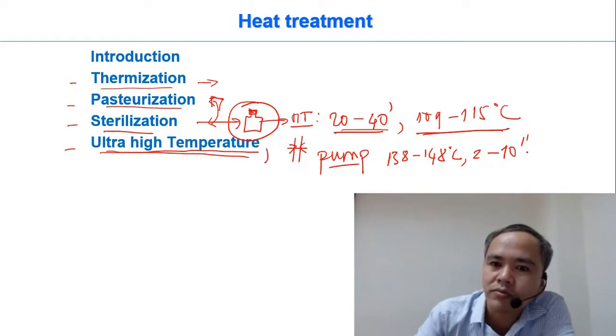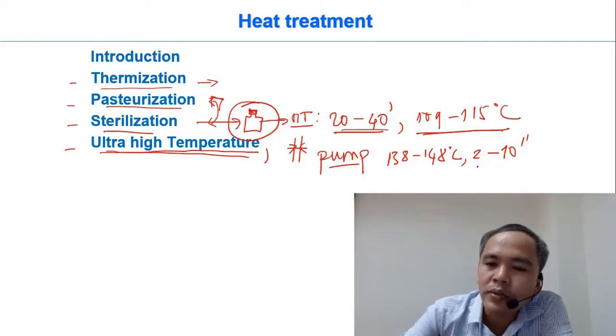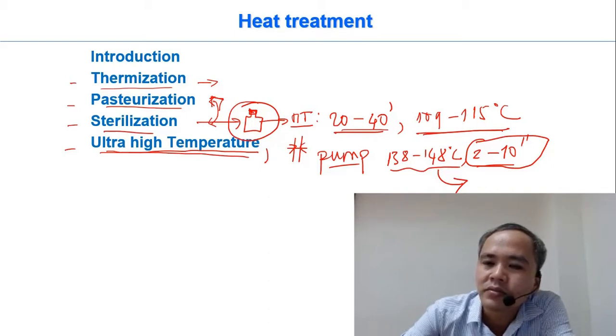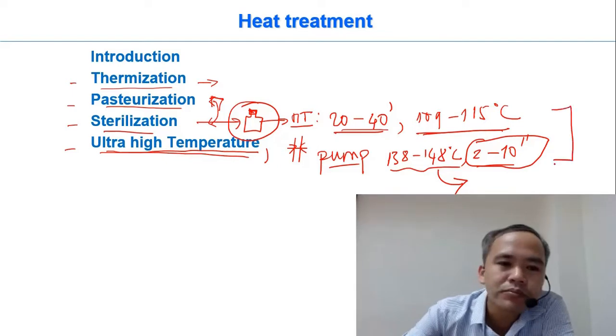It's quite short. Okay, because we can do it at a very high temperature, it means that we can do it for a very short time. Then what is the advantage of UHT compared to sterilization? We preserve or we maintain more nutritional value. We will see more in detail.